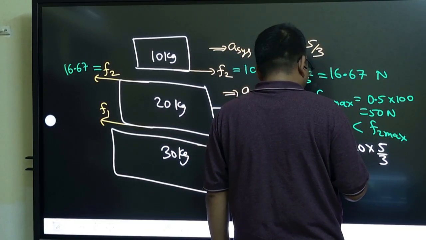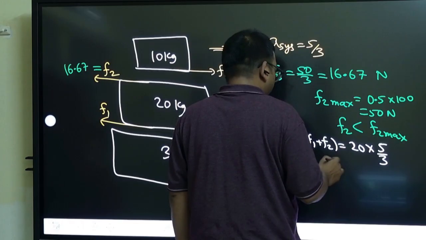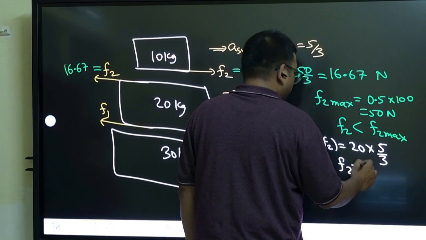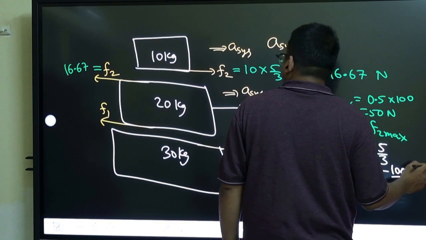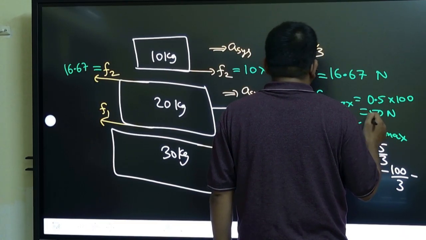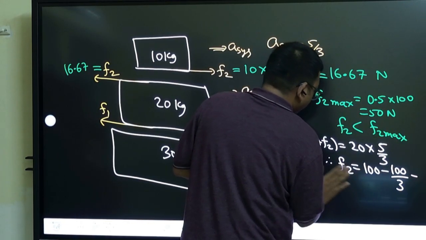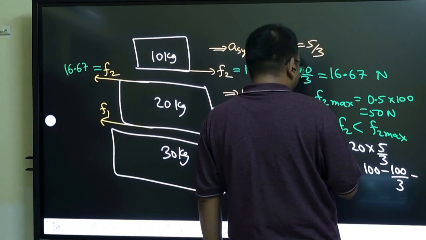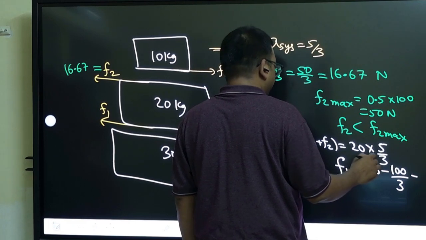So if we do this calculation, what do we get from here? F1 already we have calculated. F2 you want. So calculate F2. This is 100. This will also come this side. 100 minus 100 by 3 and minus F1. Sorry, F2 we have calculated. F1 we are calculating. F1 first you try to calculate because F2 we have already calculated. F1 you bring this in 100 minus this minus F2.